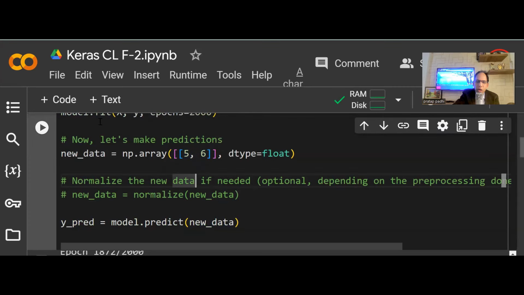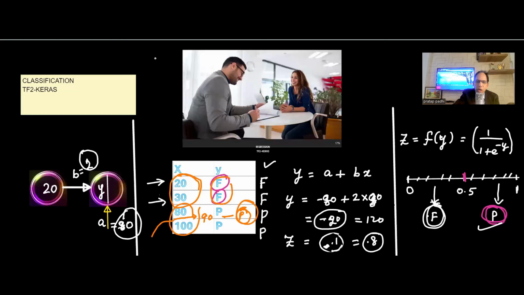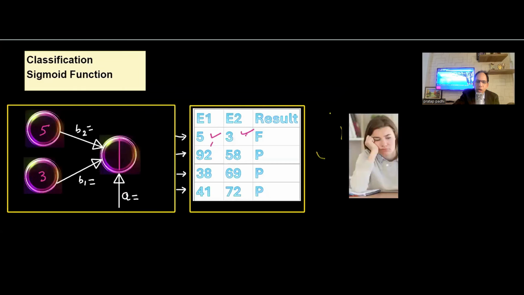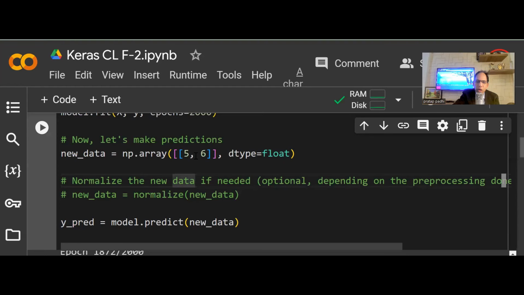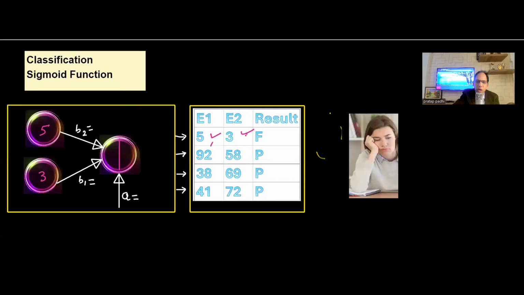That means, due to whatever reason, see, if you see here, she looks quite sad. Due to whatever reason, she didn't appear for the exam well. She got the marks 5 and 6. Don't confuse this with the 5 and 3. These are past records. Now, she appeared and got 5 and 6. And of course, she knows that she will fail. Probably she was not well. What does the neural network say, let's check.